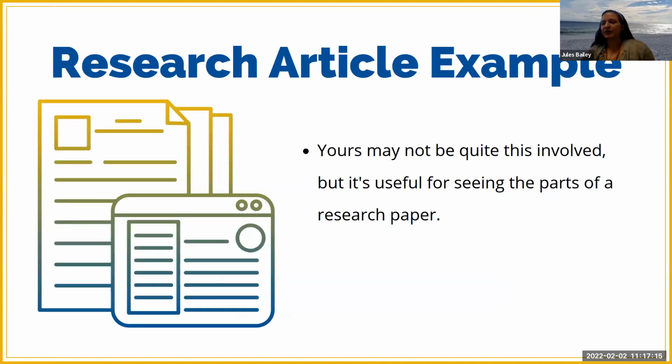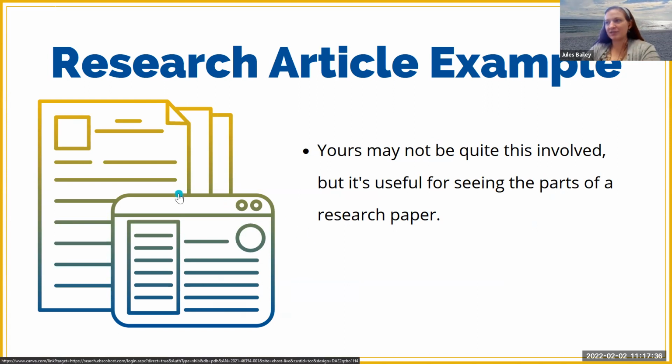Now we're going to take a look at a research article example. This is a research article from one of our library databases. We'll look at library databases in a little bit. This is a professionally published paper. It is a peer-reviewed journal article. Yours is not going to be this involved, so don't let it scare you. It's useful for seeing the parts of a research paper and the value of some of these parts.